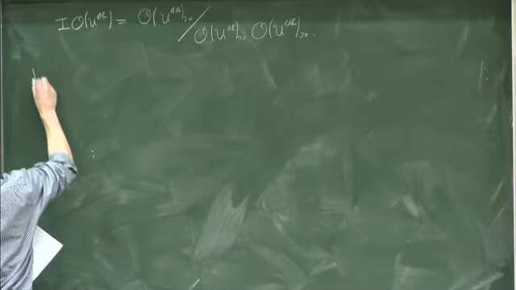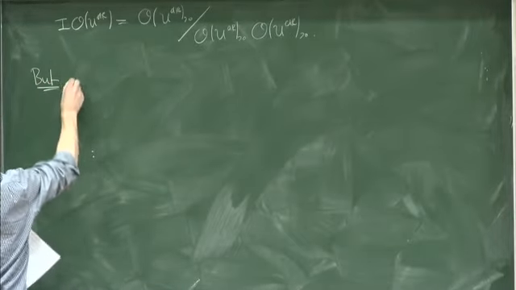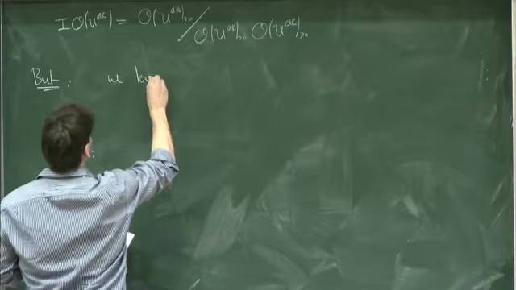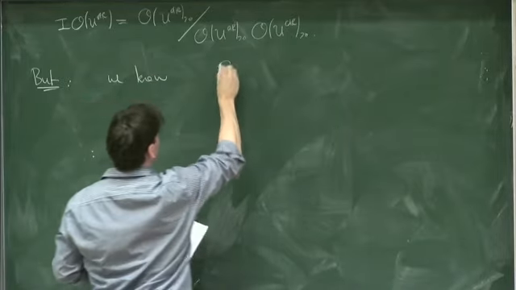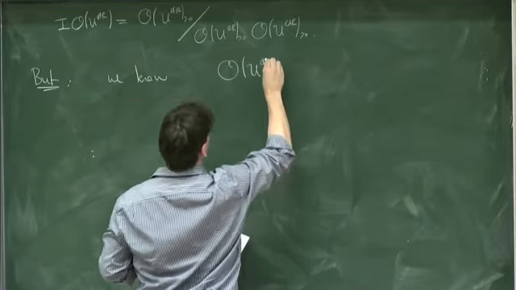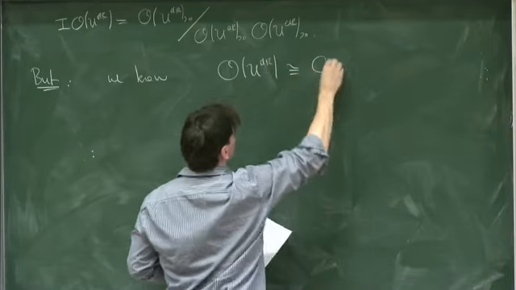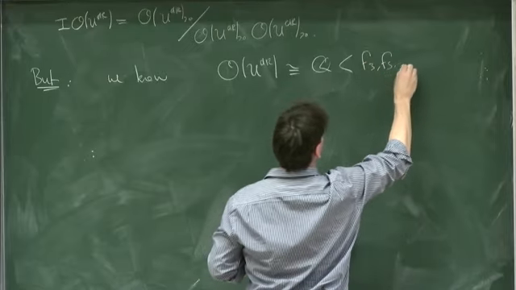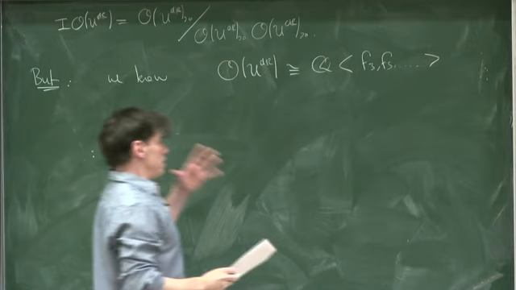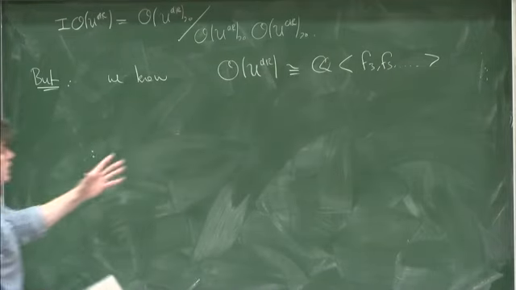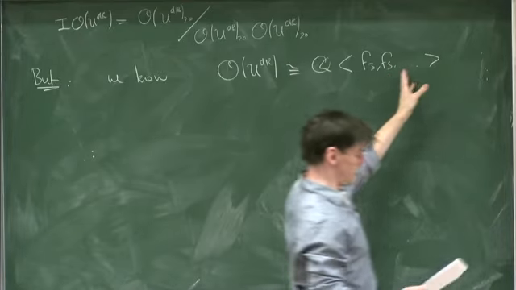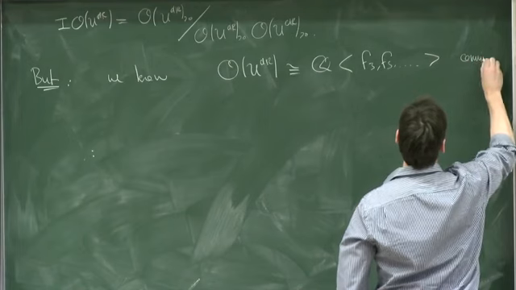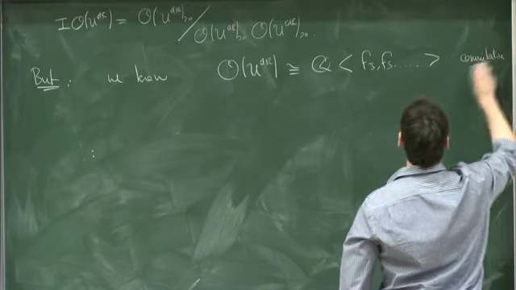Okay, but now what do we know? What do we know about O of U Duram by Borel? We know that O of U Duram was isomorphic to this, what I call the shuffle Hopf algebra. So it's the vector space spanned by words in these letters with the shuffle product, and that's a commutative ring.